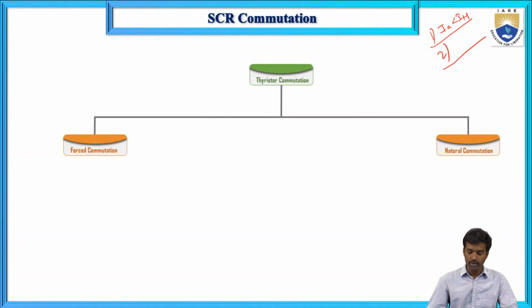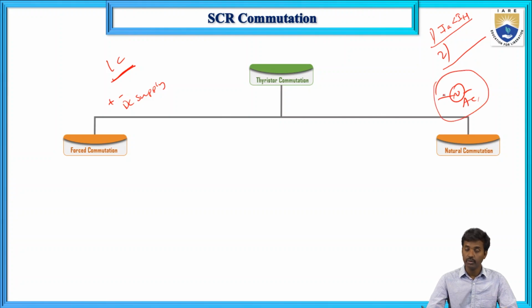Now there are two types of commutations. The first one is forced commutation and the second one is natural commutation. If you give the DC supply to the SCR, that is forced commutation, in which we use LC components. Natural commutation means we are giving AC supply. In the reverse bias condition the SCR will not conduct. This is natural commutation.